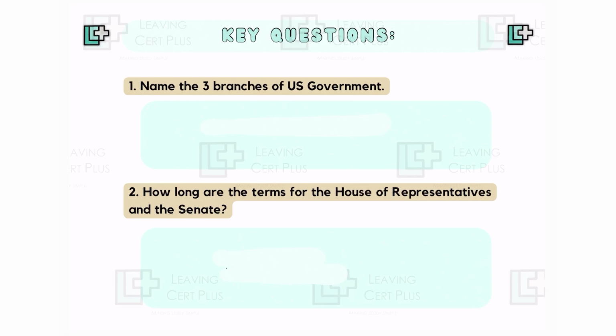So, 3 branches of US government, hopefully you know these by now: the judicial, the legislative, and the executive branches. And secondly, how long are the terms for the House of Representatives and the Senate? Well, Senate is 6 years and the House of Representatives is 2 years.